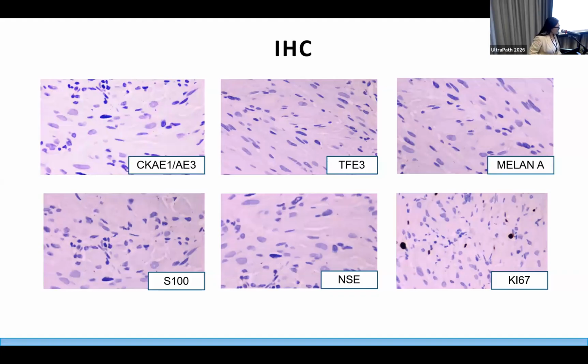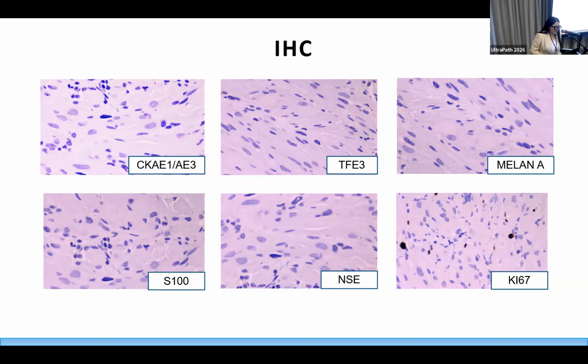And this was the initial panel. This tumor was negative for cytokeratins, and given the location in a distal extremity in a young patient, we must rule out the possibility of an alveolar soft part sarcoma, but TFE3 was negative. Another possibility was a perineurioma because of this appearance, but Melan-A and S100 were also negative.